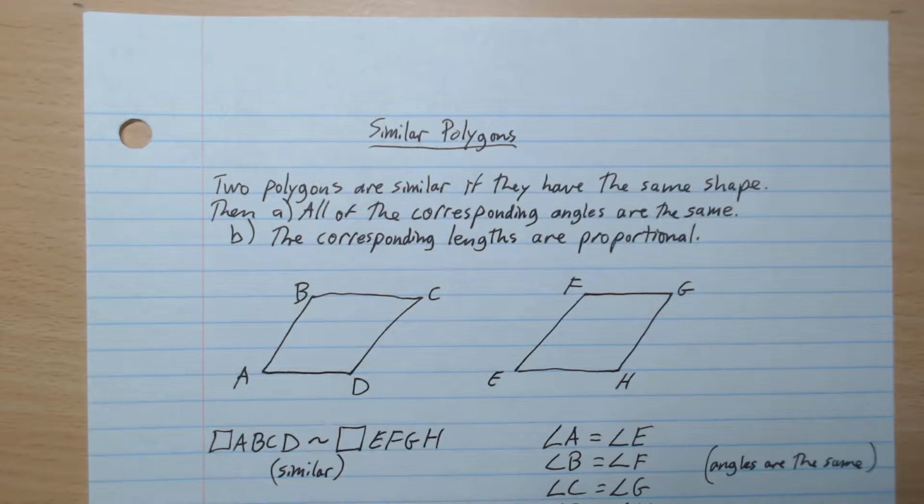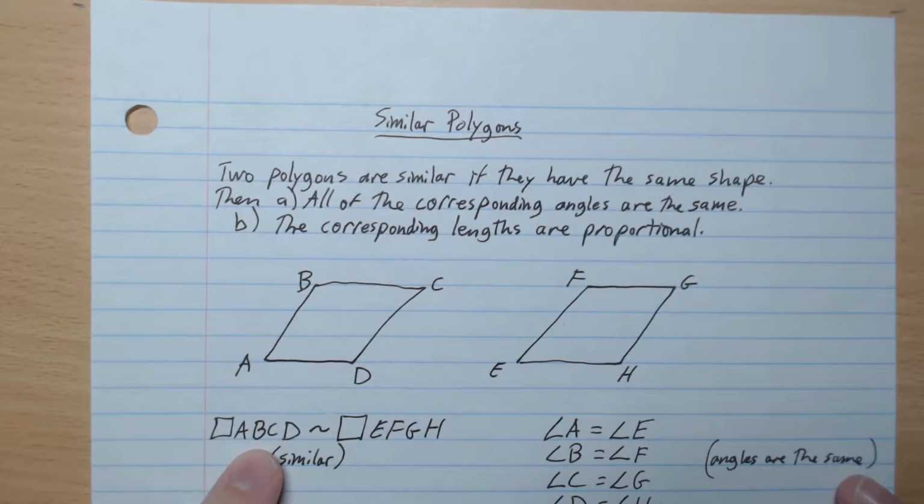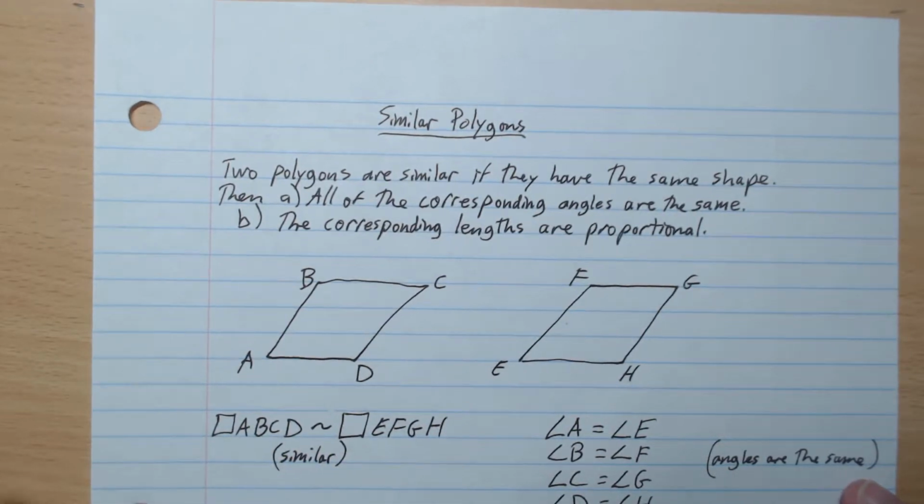Two polygons are similar if they have the same shape. Then all of the corresponding angles are the same and the corresponding lengths are proportional. So here we have polygon ABCD being similar to polygon EFGH like that.